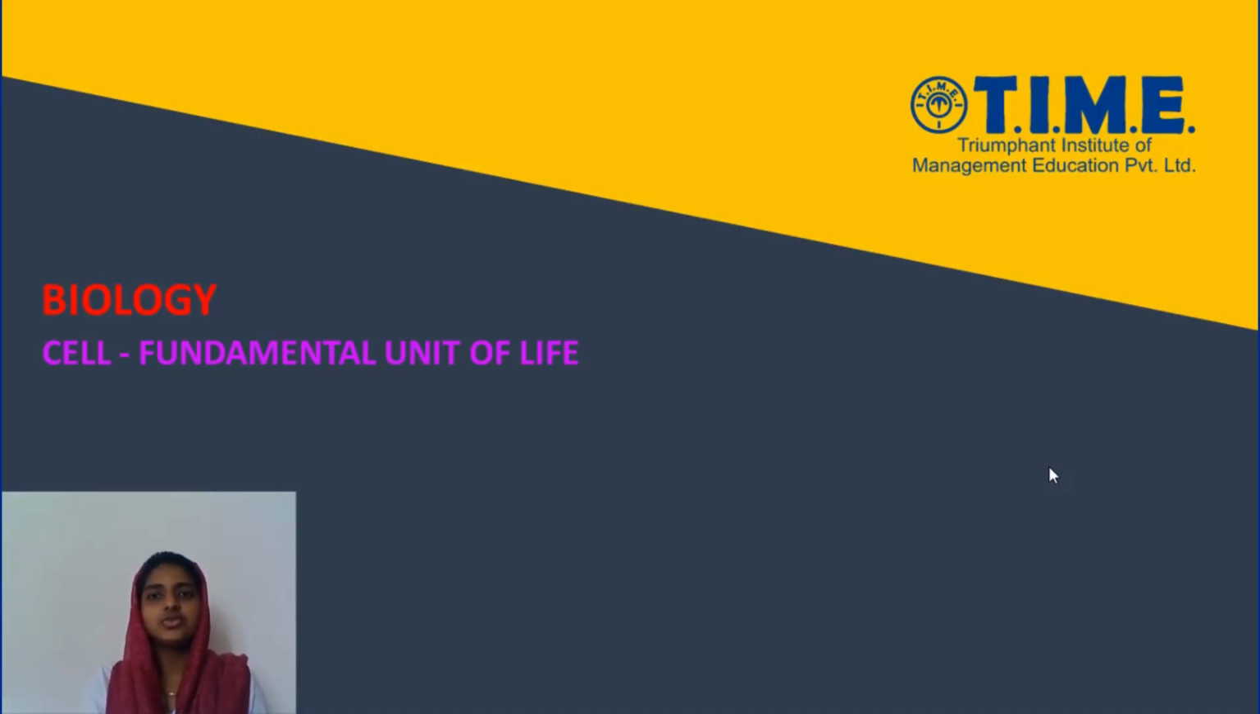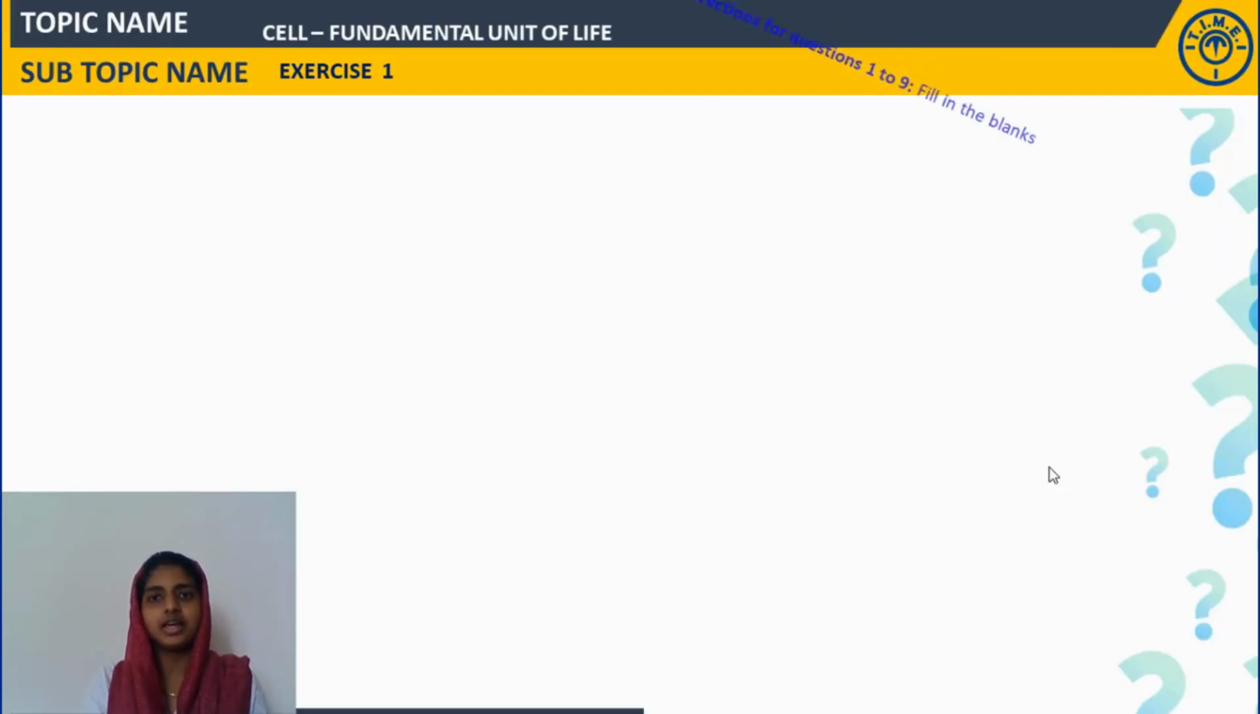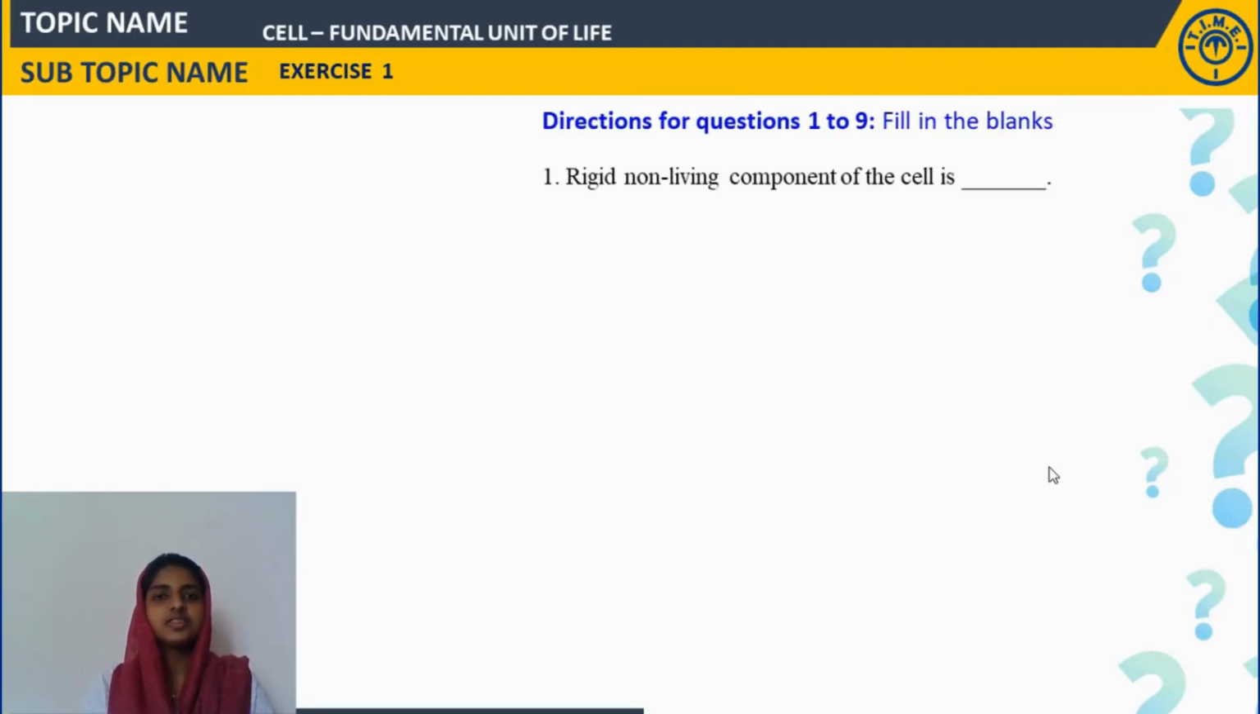Fine. So, the first section is fill in the blanks. The first question: the rigid non-living component of cell is? Yes, which is the rigid and non-living component of cell? It is nothing but cell wall. Cell wall is the outer wall of a cell, mainly seen in plant cell, and it is a rigid non-living component of cell.